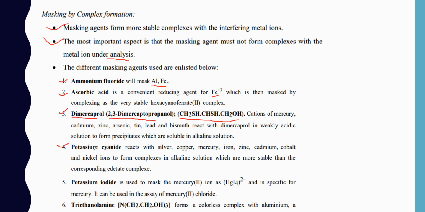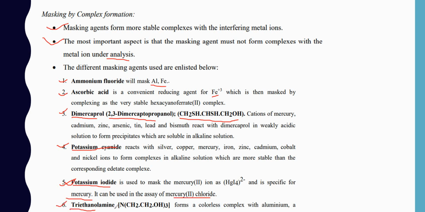Next, potassium cyanide is another masking agent, a complex forming masking agent. It reacts with silver, copper, mercury, iron, zinc, cadmium, cobalt, and nickel ions to form complexes in alkaline solution which are more stable than the corresponding EDTA complex. Next, potassium iodide is used to mask the mercury ions and is specific for mercury. Potassium iodide is only specific for mercury. It is used in the assay of mercuric chloride.